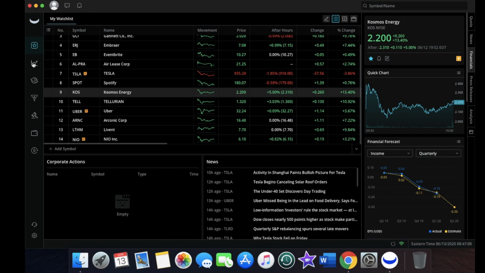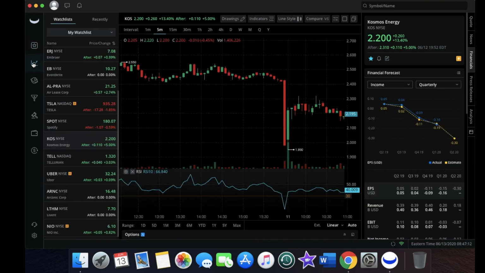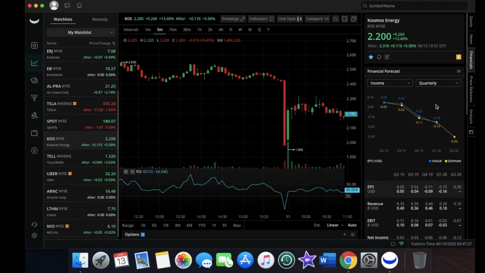Moving on to stocks. This is the main page that we'll be using. It has the graph, it has the watch list on the left, and it has the financials and the press releases on the right. We'll come back to this page. I just want to get through the rest of the Webull app. So we'll move on to markets.